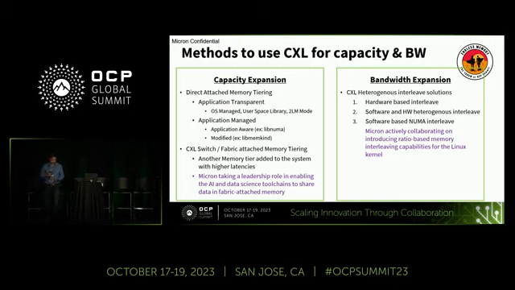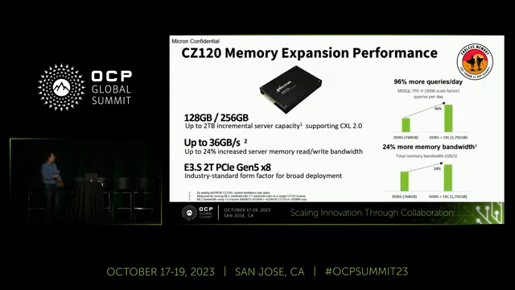Okay. So this is our product we announced a couple of months ago, CZ120. It's available in 128 and 256 gigabyte capacities. Using these capacities, if you attach 4 CXL devices, you can get up to 2 terabytes of incremental capacity.